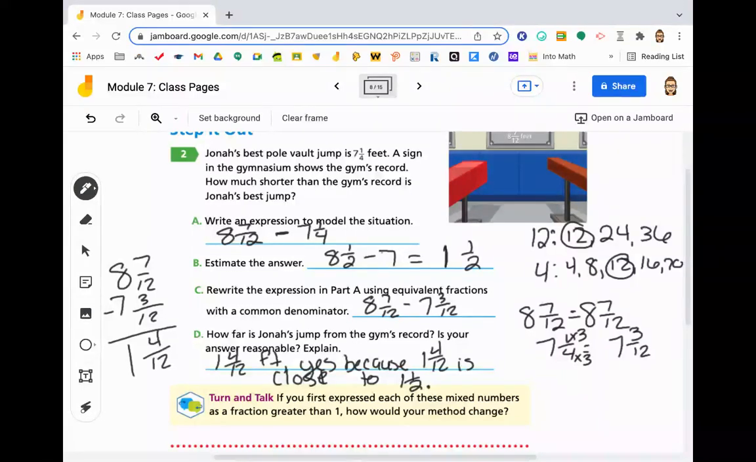And that is it for today's lesson. Hopefully you are now able to add and subtract mixed numbers with unlike denominators and assess reasonableness. Remember, in order to be a math person, all you have to do is be a person and do math.